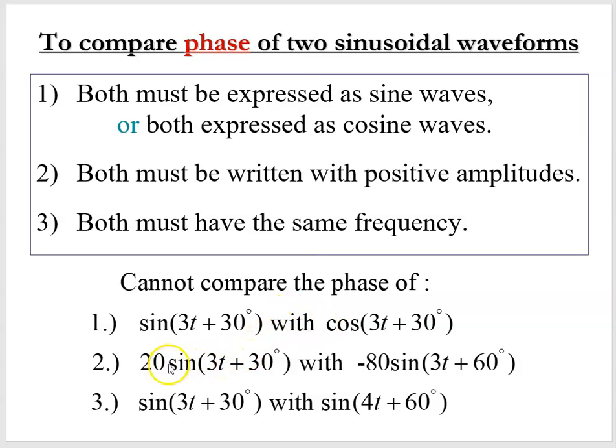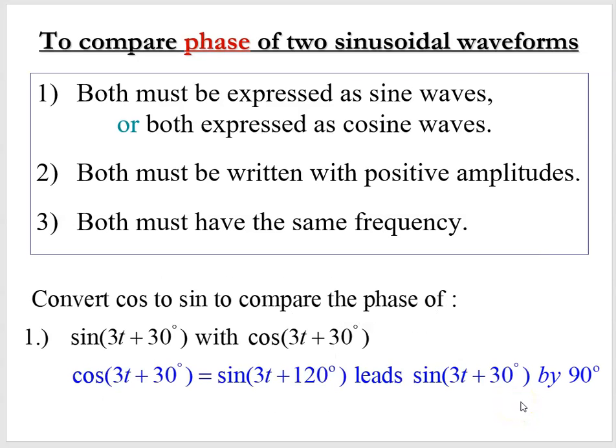We can't compare this 30 degrees to this 60 degrees because this amplitude is negative. Typically we always want to have a positive amplitude, so we want to convert this negative amplitude to positive. In this third example, since this radian frequency is 3 radians per second and this is 4 radians per second, the phase difference between them makes no difference. So we never compare the phase angle of two different frequencies.